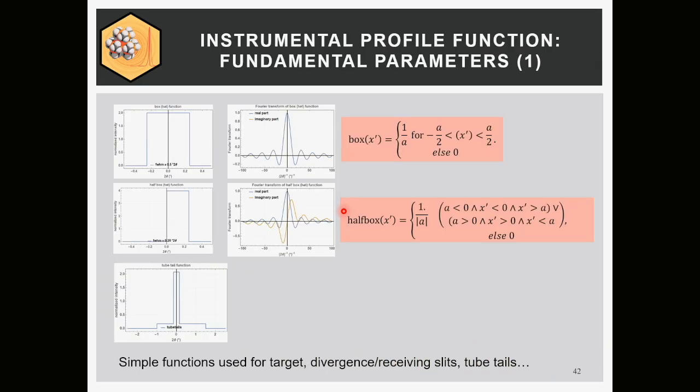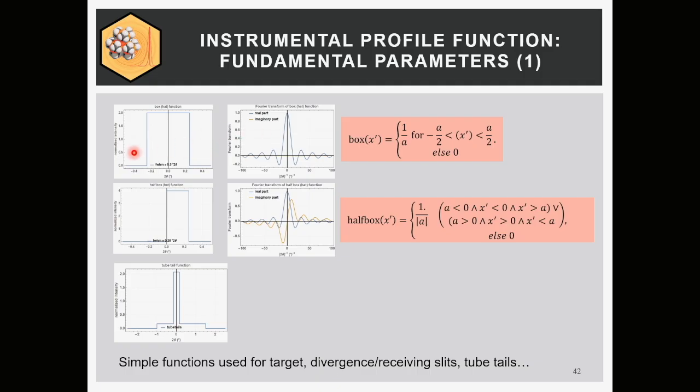And this is just to give you an idea of the different functions which are used. For example, in TOPAS, I said a slit is usually described by a rectangular function. How is it actually doing the convolution? It's doing the convolution in Fourier space. The Fourier transform gives this sinc function in Fourier space.